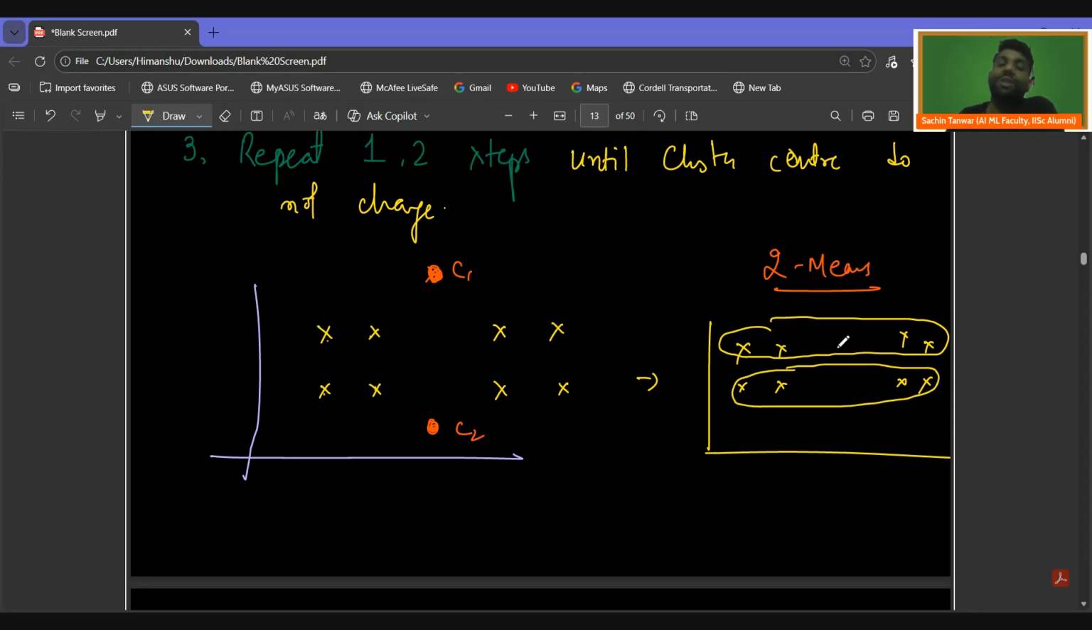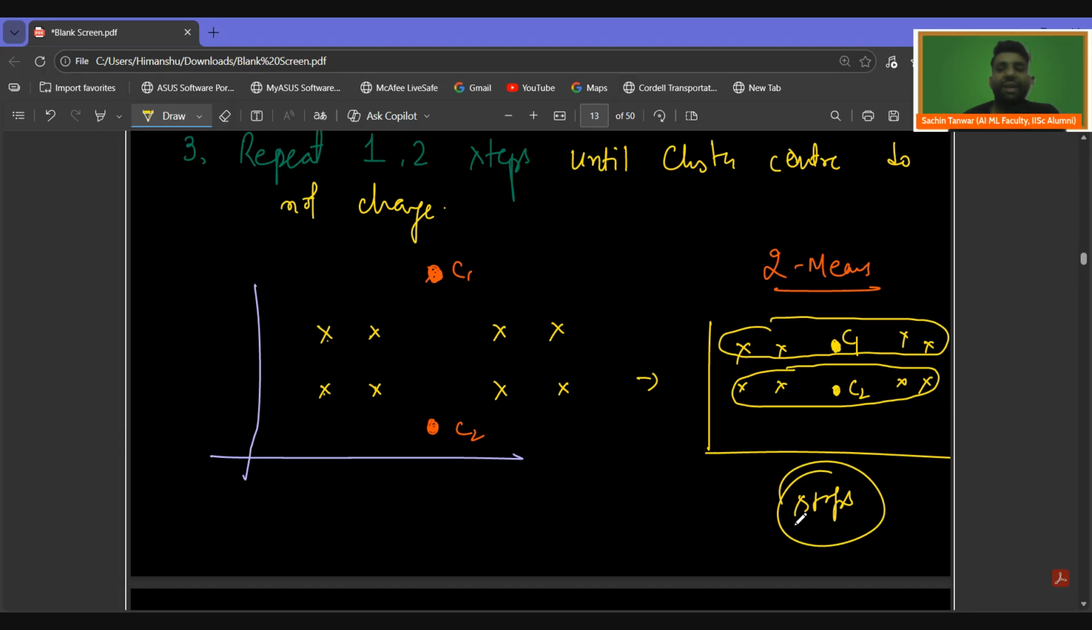Now, what would be the new centroid, the new cluster center for this? If I take the average of all, I'll get this one as the cluster center, and I would get this as the other cluster center. Now, if I recalculate, nothing would change, because these are closer to this, and those are closer to that. So the algorithm would stop over here.